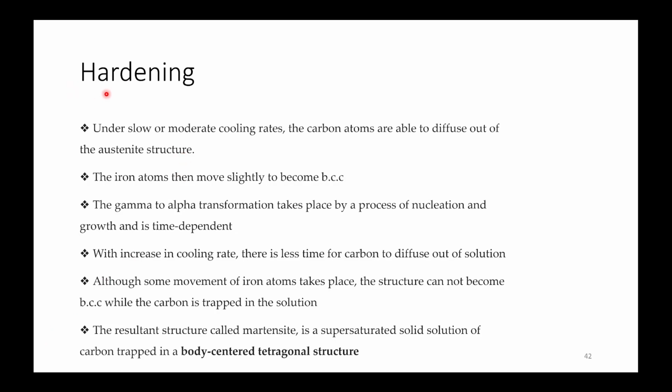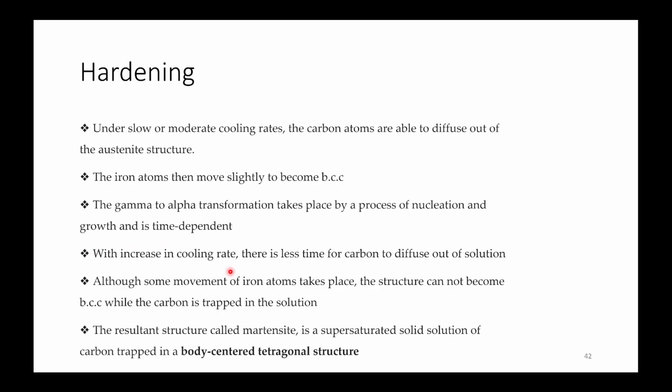Now the next process is hardening. In this case, under slow or moderate cooling rates, the carbon atoms are able to diffuse out of the austenite structure. The iron atoms then move slightly to become BCC. From FCC to BCC transformation will be there, and the gamma to alpha transformation takes place by a process of nucleation and growth and is time dependent.